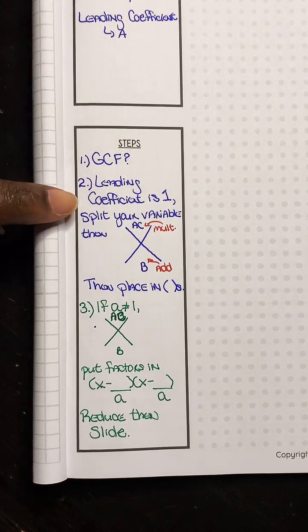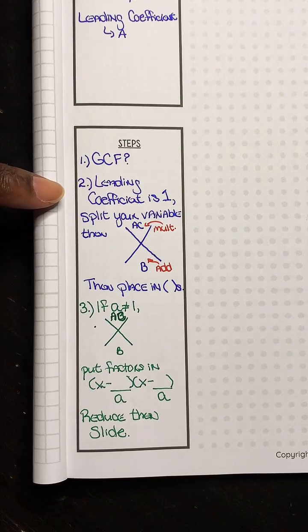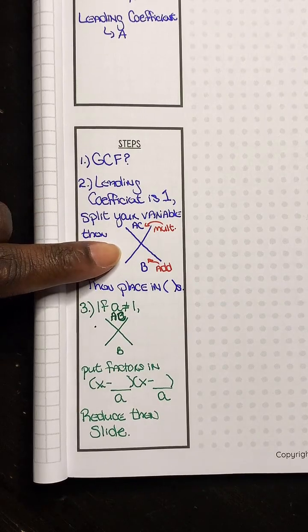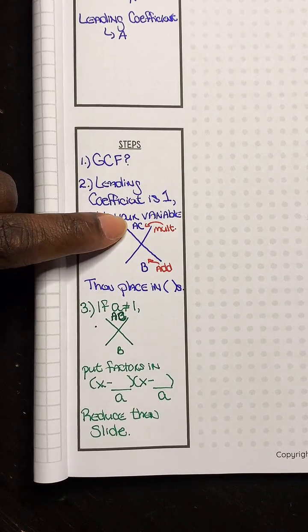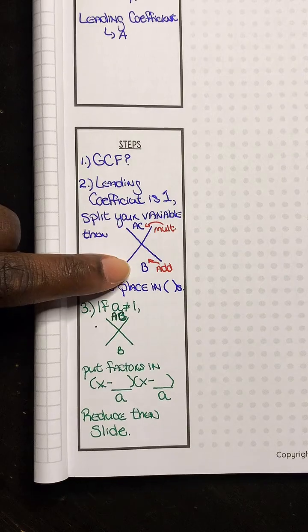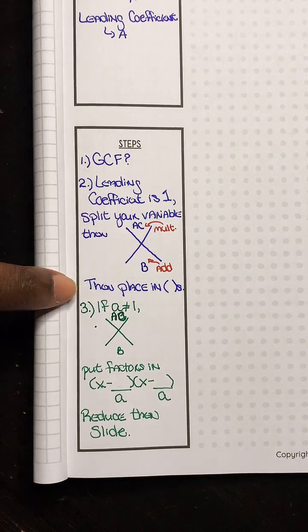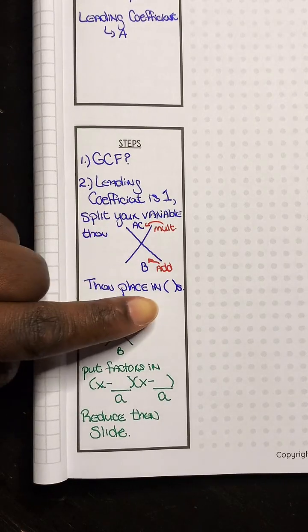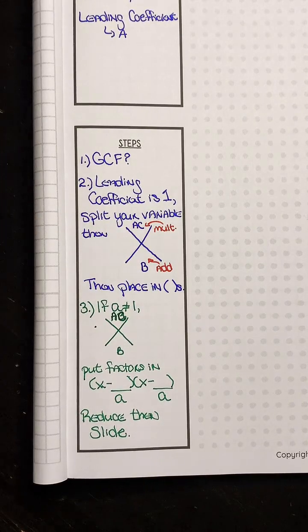So if your leading coefficient, your a, is 1, you're going to split your variables up. We're still going to do our cross when we multiply our a and our c, and we rewrite our b. Then you're going to place the factors that you found in these blank spaces inside the parentheses with the variables. I'm going to show you with examples exactly what I mean.